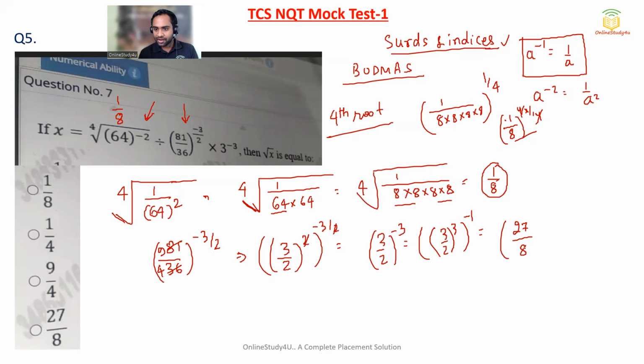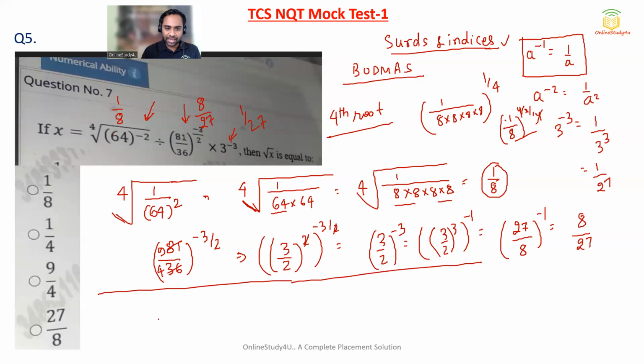27 by 8 and to the power minus 1. Now, if you have minus 1, then just reverse it. So it will become 8 by 27. So this one we got 8 by 27. And 3 to the power minus 3, we can write 1 by 3 to the power 3. So 1 by 27. Rest of the things we will do now.